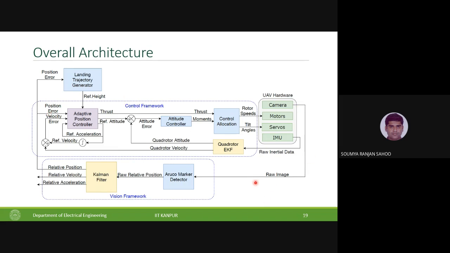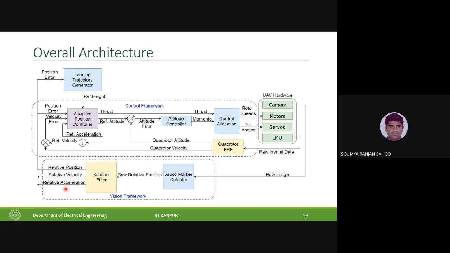Now, what is additionally used is the image of the camera, which is processed by an Aruco marker detector. The camera doesn't know whether it's an Aruco marker or not. It just gives you an image. The Aruco marker detector detects the marker and gives the quad a relative position, because it can only know what its pose is with respect to the Aruco marker that it is seeing. And with further processing, you get a refined relative position, velocity, and acceleration information that is used for the control of position and attitude.